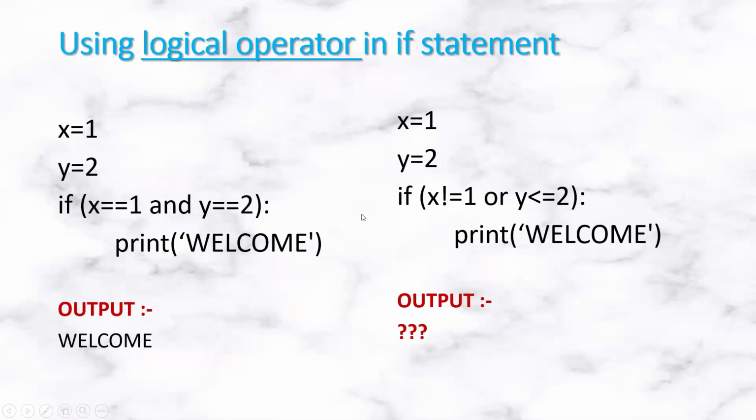Let's see this. x is 1, y is 2, and my condition says x is not equal to 1 or y is less than or equal to 2. Now, as per the current values of x and y, x not equal to 1: is it true or false? Come on, quick. x not equal to 1. Is it true or false? I'm waiting for your answer in the chat window.